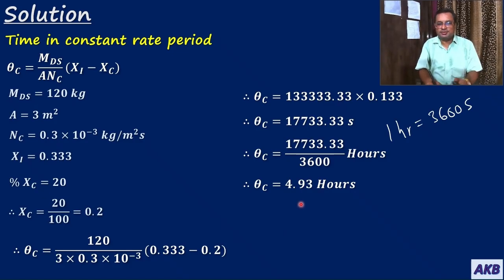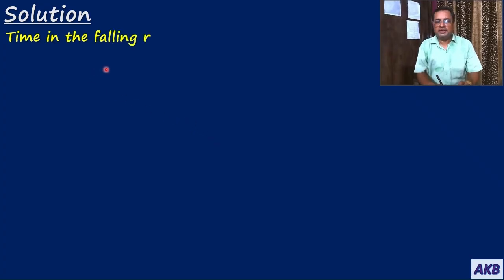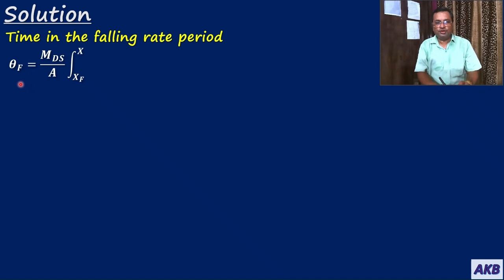So I hope the steps are clear to you. You just have to use the equation in this case, because all the quantities in the equation, they are known to us, and we can easily find out theta c. If you have not understood any step, you please mention that in the comment section. Let us move ahead. Okay, now let us find out time in the falling rate period. And for that, we will use this equation.